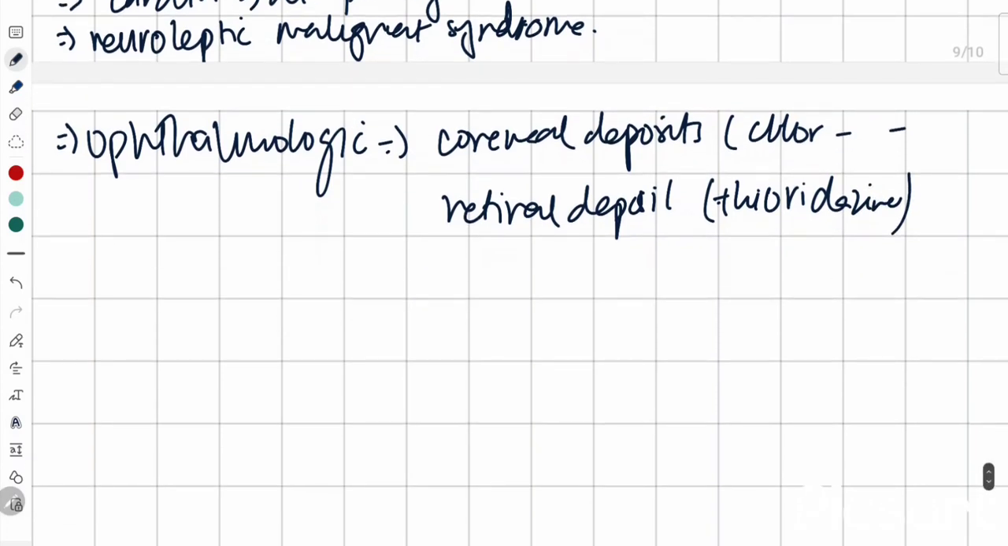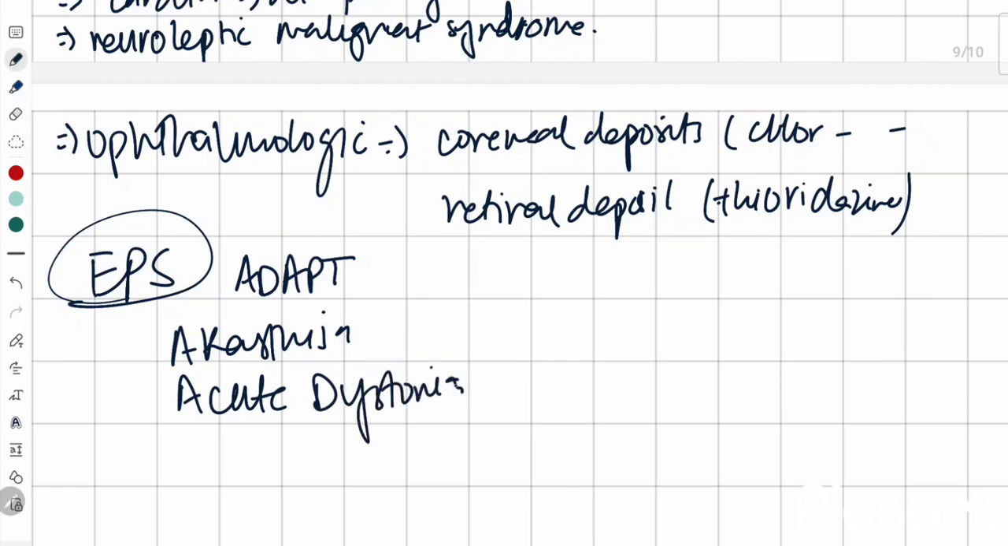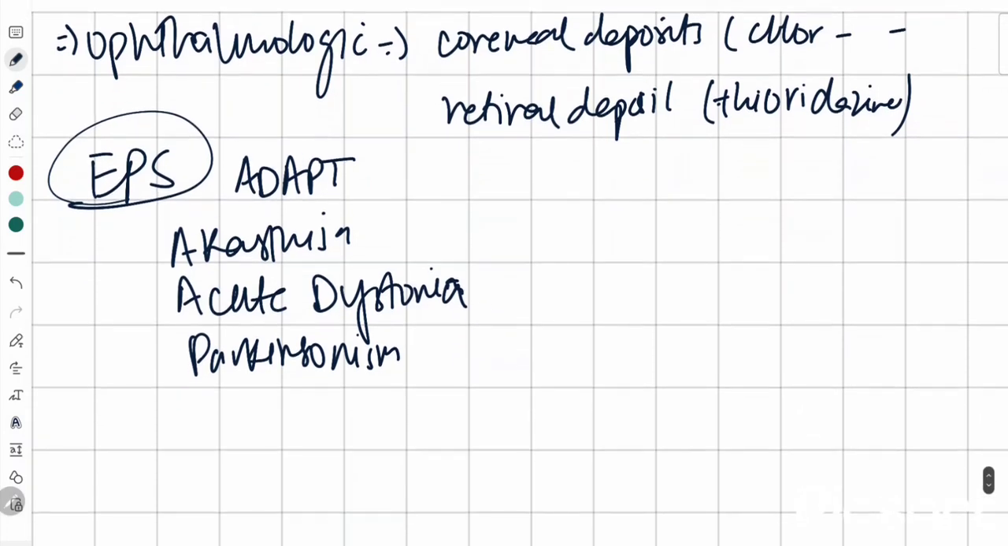Okay. Now also, because if we are doing dopamine antagonism, we're gonna have EPS, that is extrapyramidal syndrome. And again, thank God we have a mnemonic for this as well. It is called ADAPT. ADAPT is akathisia and acute dystonia, and P is for Parkinsonism, and we have T for tardive dyskinesia.